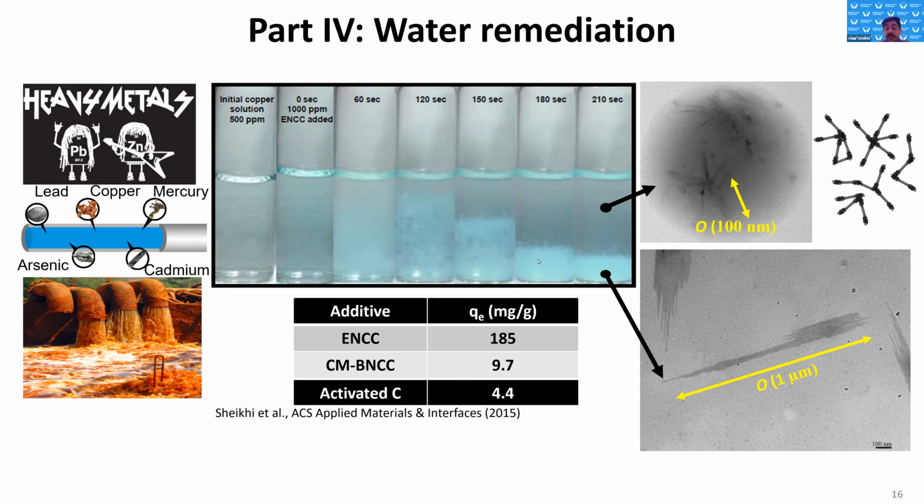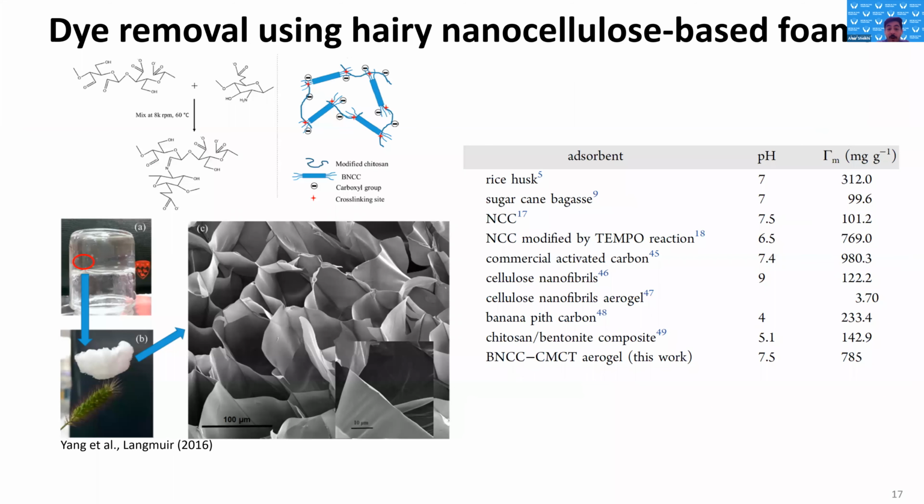Having a large content of charge, we have used these nanoparticles and engineered them to remove contaminants from water. Here is the example of copper. We have shown that we can remove about 185 milligram per gram of copper, which is more than 40 times higher than activated carbon with these hairy nanoparticles. We have converted these particles into gels and also aerogels for water treatment.